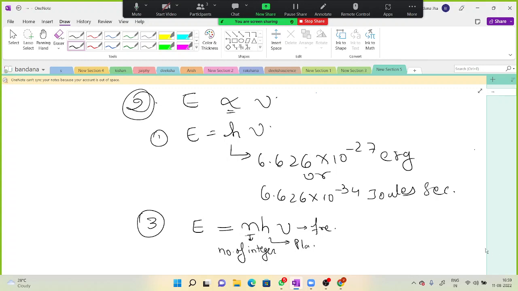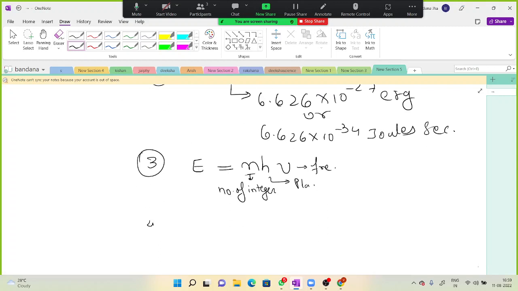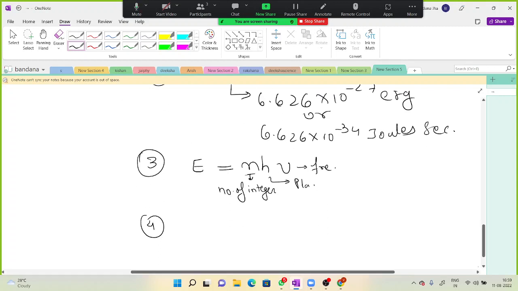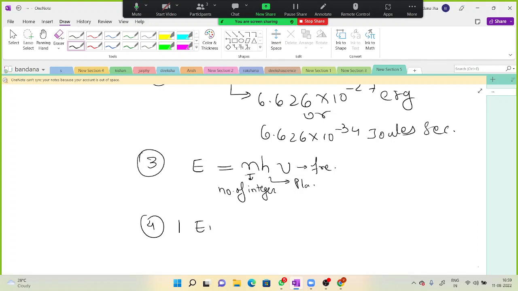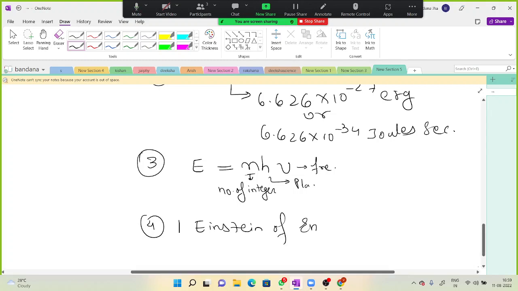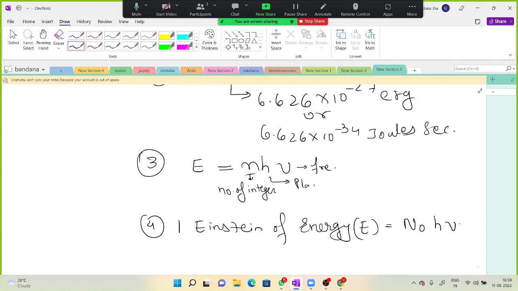Now, what Einstein extended is given as one einstein of energy, denoted by E, energy is always denoted by E, is equal to N naught h nu, and N naught is your Avogadro number.